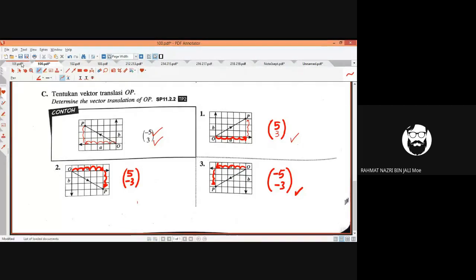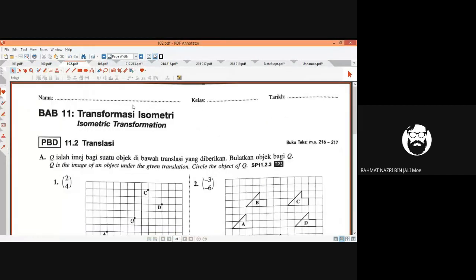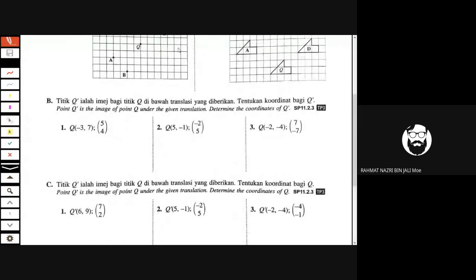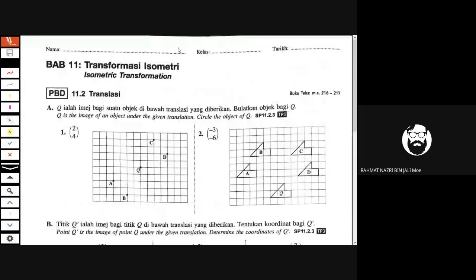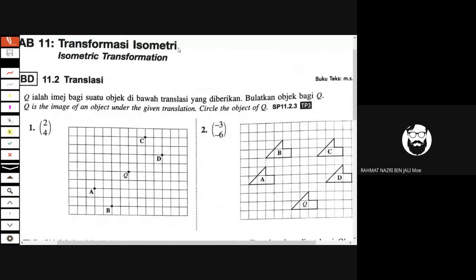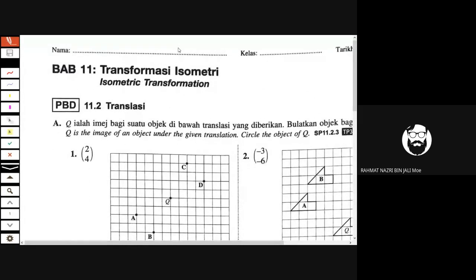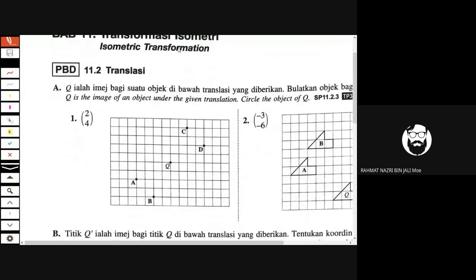Okay, next, page 102. Now page 102. Write down your name, class, and date. Okay, question number 1.